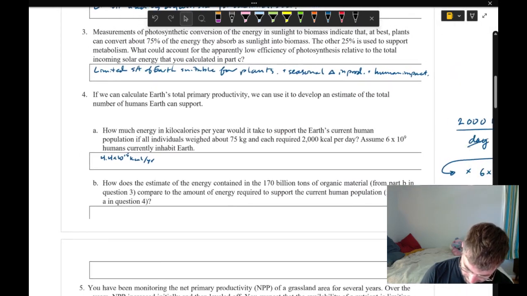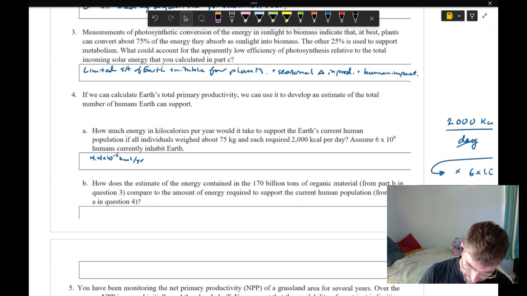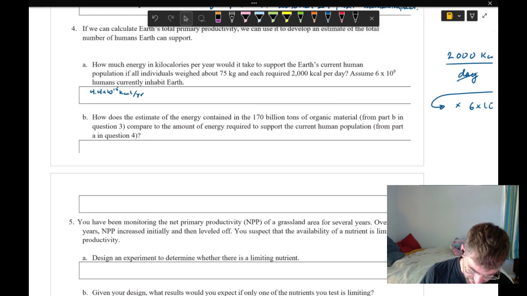All right. So they threw in a couple of variables that we didn't really need to worry about, like the average mass of a human, but the average energy consumed was important there. So how does the estimate of the energy contained in the 170 billion tons of organic material from part B in question 3 compare to the amount of energy required to support the current human population from part A in question 4?